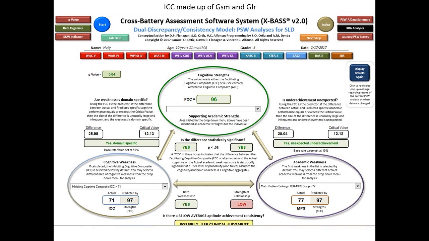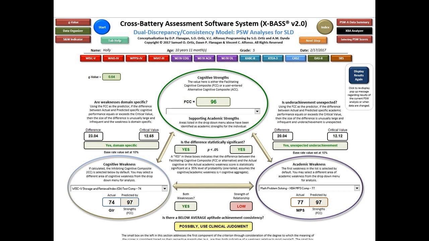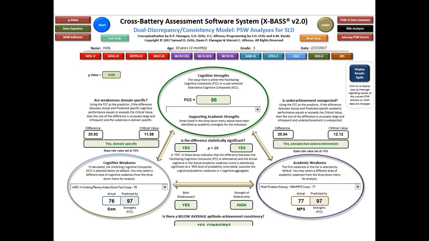So if I do that, I select storage and retrieval. I look at its relationship to math problem solving. It says it's low. If I look at working memory and its relationship to math problem solving, now I have a high relationship. So I've met my PSW for math calculation with fluency, and I've met the PSW criterion with working memory and its relationship to math problem solving.